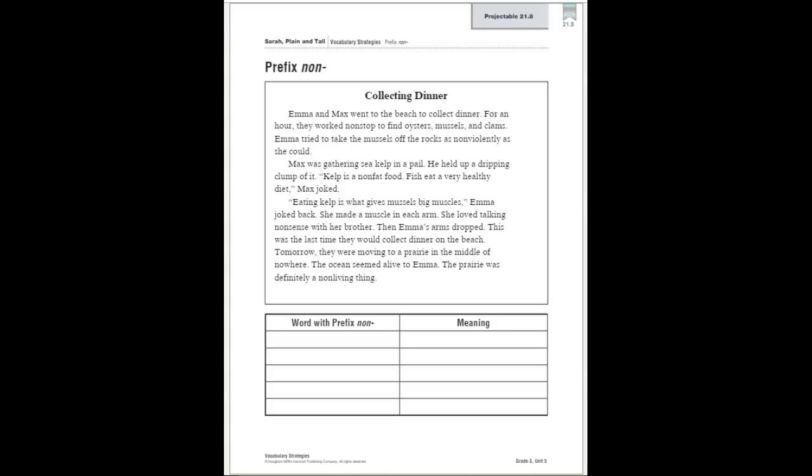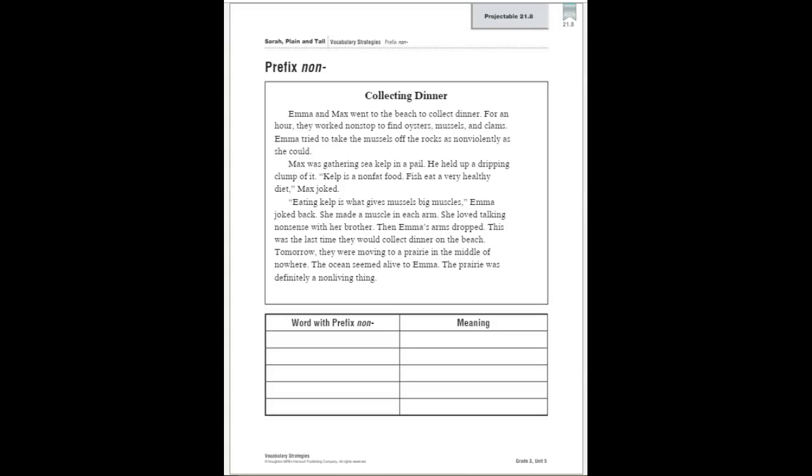Let's read aloud Collecting Dinner together. Emma and Max went to the beach to collect dinner. For an hour, they worked non-stop to find oysters, mussels, and clams. Emma tried to take the mussels off the rocks as non-violently as she could. Max was gathering sea kelp in a pail. He held up a dripping clump of it.